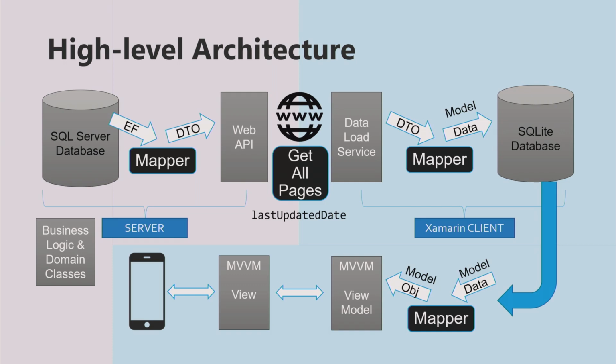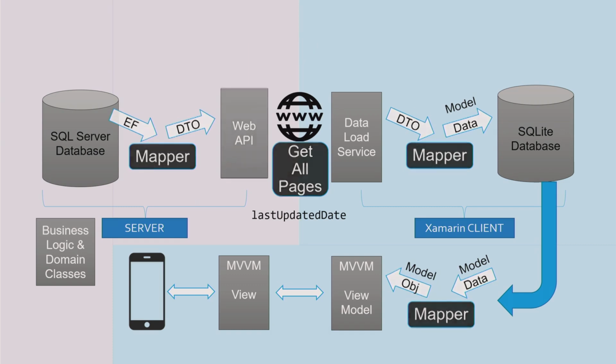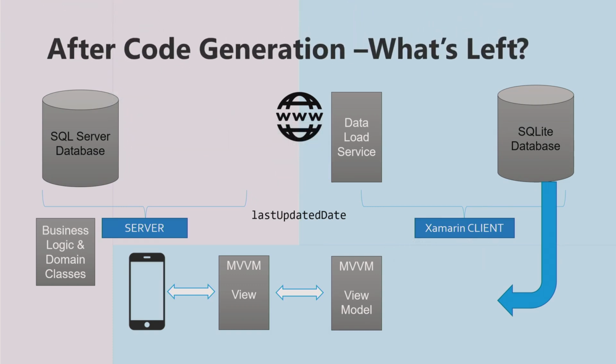So I'm going to click the button in a moment, and what's going to drop out is the part of this architecture, is the part of these layers that we code generate, or that can be code generated. After we code generate, this is what's left for the developer to focus on.